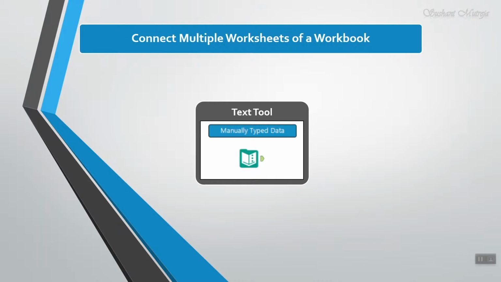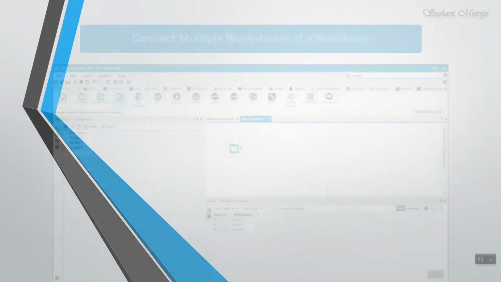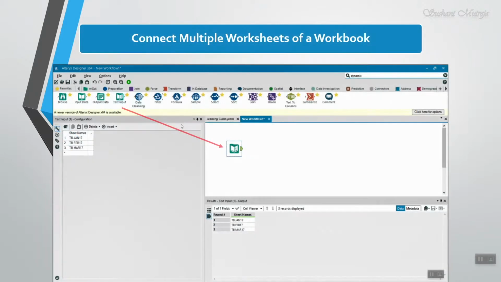As and when we have a text tool in Canvas, under the configuration window, we have an area where we can input the text which we want to include in our workflow. In our example, we will input the sheet names which we want to consider.